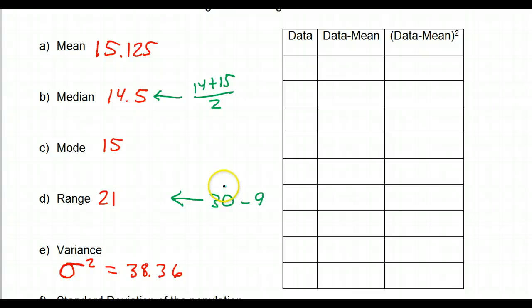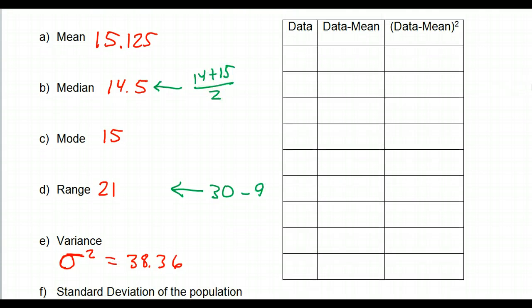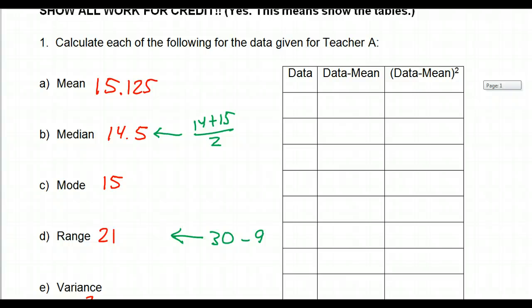If you're in my class, you have to make the table because that's part of what I'm trying to teach you right now. I want you to be able to use the technology, but I also want you to understand the meaning behind it. So you do have to make this table. You can still use your calculator to help you out along the way, and I'm going to show you that as well. But if you're one of my students, do not skip the table.